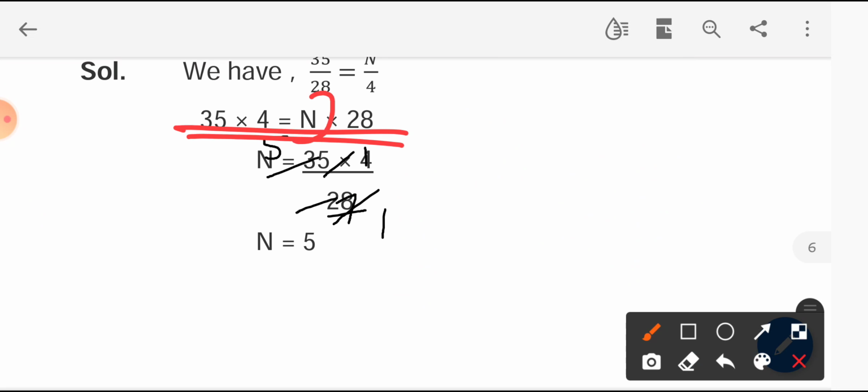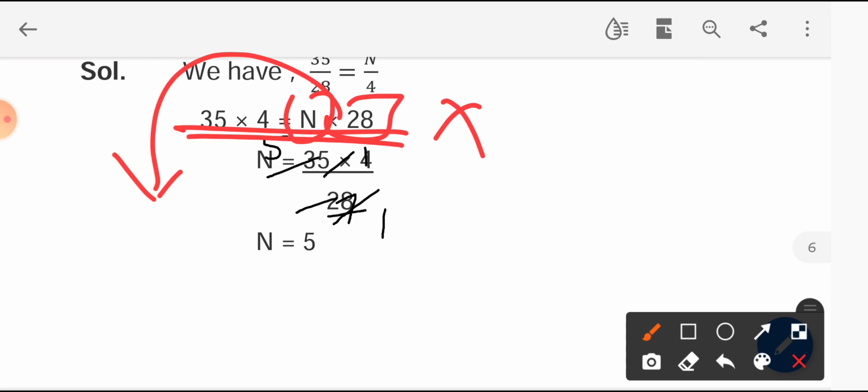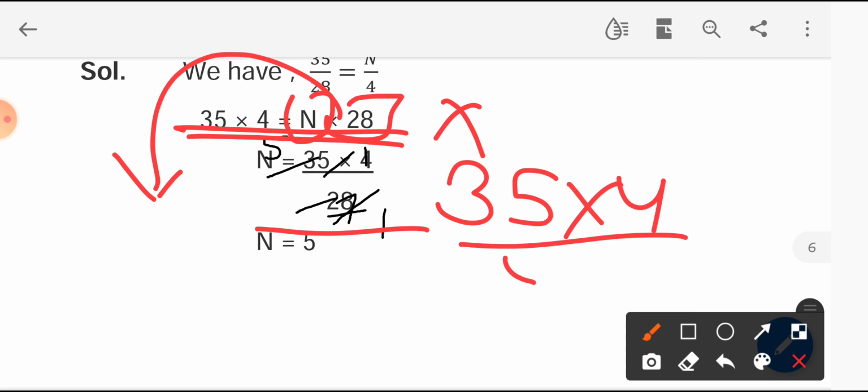Now we have to find the value of only single n. As 28 is given in multiplication, if we take it to the next side, it will change into division. So 35 into 4 upon 28. Now we can see 35 and 28. By which number can we divide so that both are equal? Or you can divide 4 and 28 also, or 35 by 28. Any two numbers you can take.